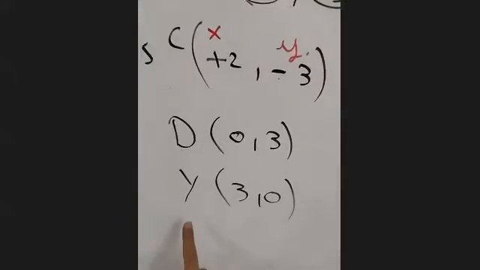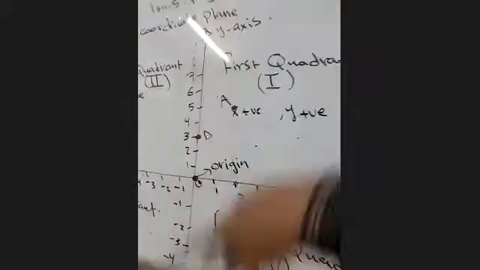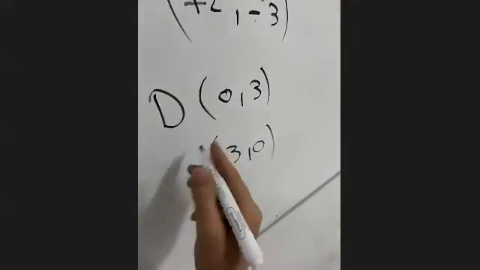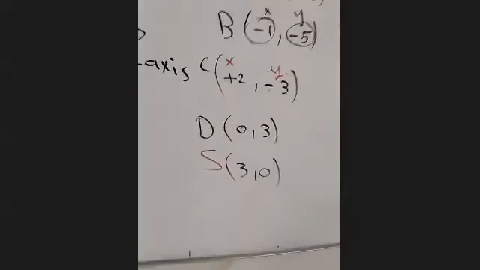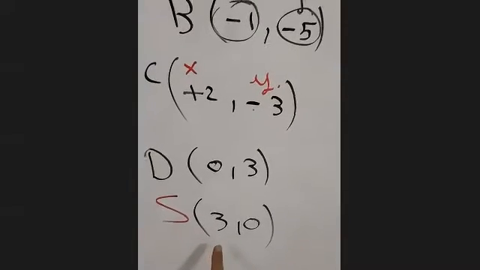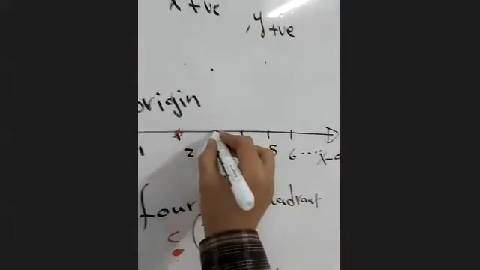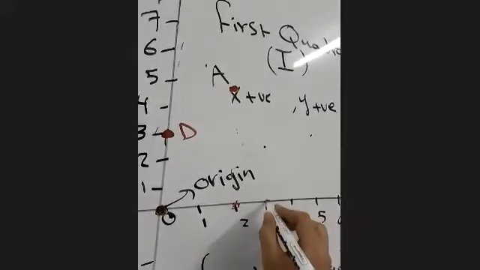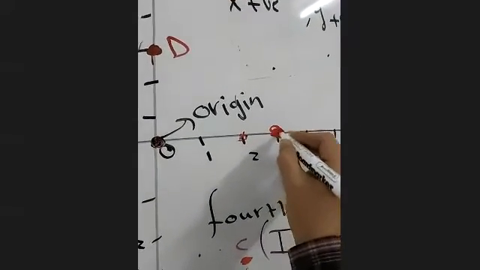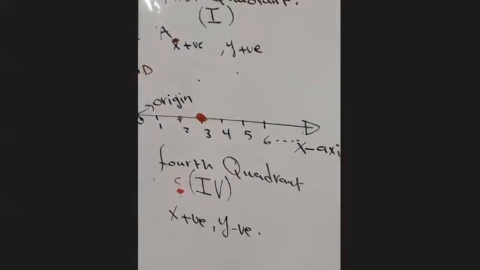Here, the point is (3, 0). Not Y, I will name it another name. Y is for the axis, so I will name it another letter, S: (3, 0). So I'll go to X3, and Y is 0. I won't go up and I won't go down because Y is 0. So it is on the same line. So we'll call it S here.